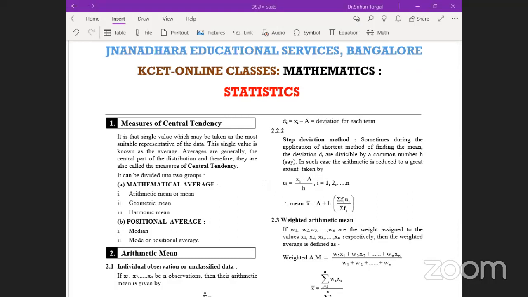Next, we'll start with the vectors. Then we'll go for 3D. Vectors, then 3D, because without basic concepts of vectors, you cannot do the problems on 3D. I'll take one minute, so I'll continue with the synopsis.